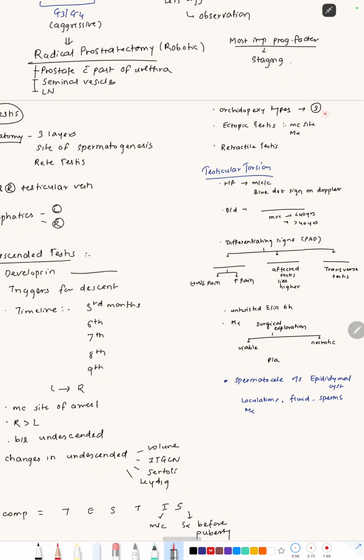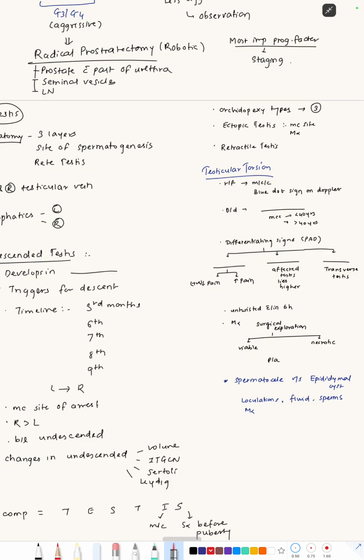The types of orchidopexy. The most common type is going to be the Silber method, where the testicular vessels are cut and anastomosis is done with the branches of the internal iliac artery. Then the Keetley-Torek method is used. Another method is called the Fowler-Stephens method. It's a two-stage method where high ligation of the testicular vessels is done. Then the testis is mobilized into the inguinal canal, and after a few weeks, it is mobilized into the scrotum.